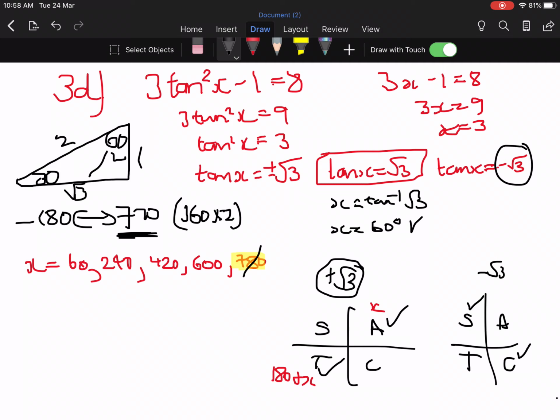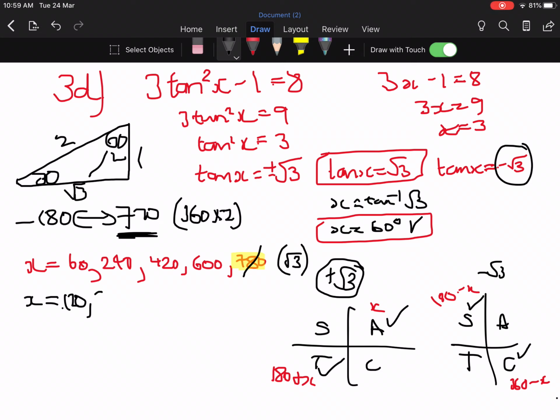Right, let me do it now. So this is for positive root 3. Now let me look at all the positive values for negative root 3. So looking at this quadrant, you can see that this is 180 minus x, and you should remember that this is 360 minus x. So x I know is 60. So when I talk about x, that's 60. So 180 minus x is going to be 120, and 360 minus x is going to be 300.